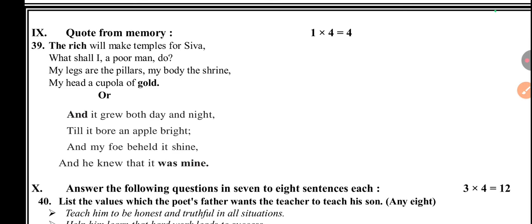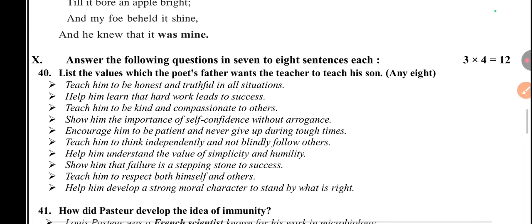Question number 9. Quote from memory. The rich will make temples for Shiva. What shall I, a poor man, do? My legs are the pillars, my body the shrine, my head a cupola of gold. And it grew both day and night till it bore an apple bright, and my foe beheld it shine, and he knew that it was mine. Okay, it is a quote from memory. They have given two stanzas. Any one stanza you can write for 4 marks.